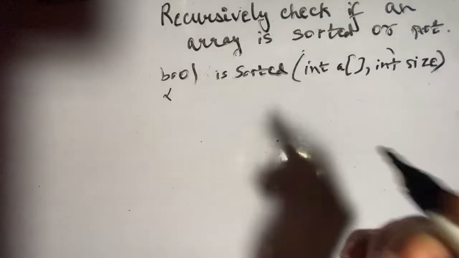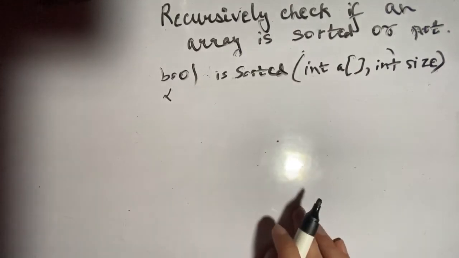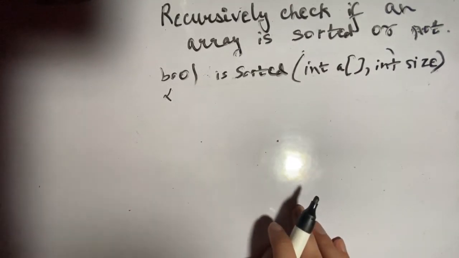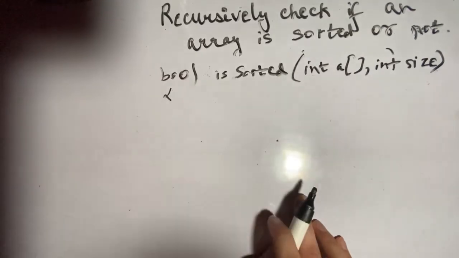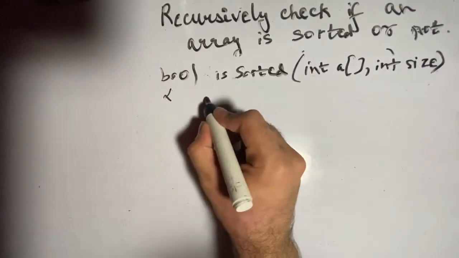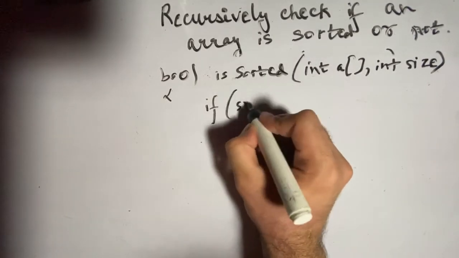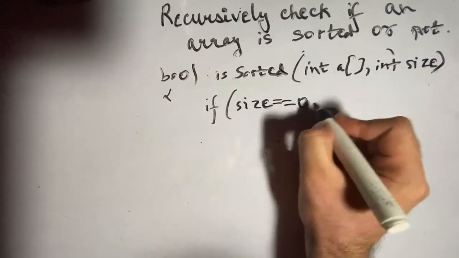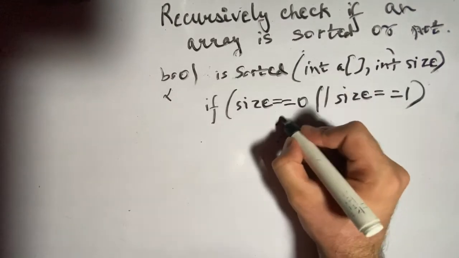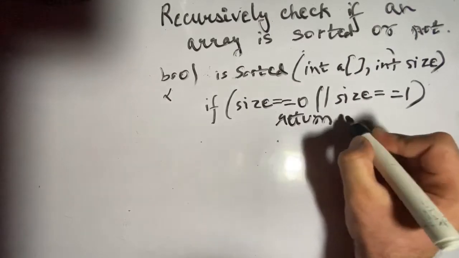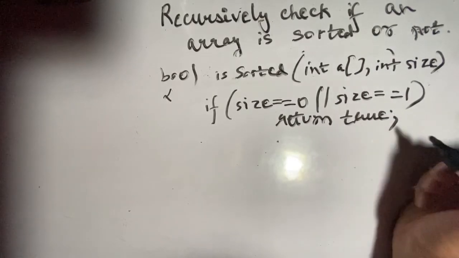Okay, so first let's identify the base case. The base case would be if the array is empty, that means the size is 0, or the array has a single element, then we can always say that it is sorted. So that would be if size equals 0 or size equals 1, we can simply return true, because then the array would be sorted.